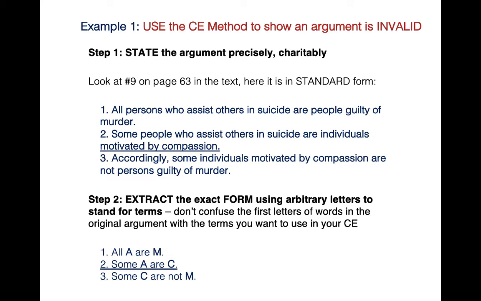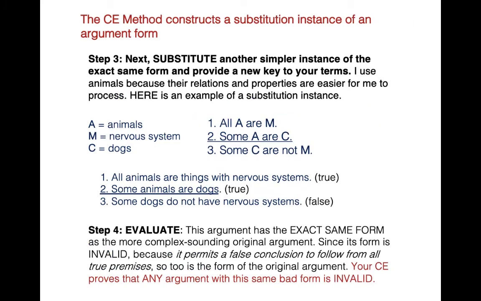We've extracted the pattern. Next step, substitute another simpler instance of the exact same form and provide a new key to your terms. Your key says, hey, this letter means this, that letter means that, etc. And what I've done here is I've extracted the form: all A are M, some A are C, some C are not M. On the left, you can see A stands for animals. I just chose animals. I think they're easier to think about.